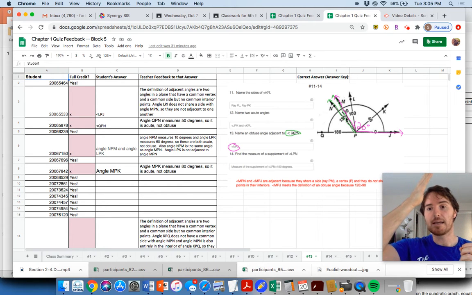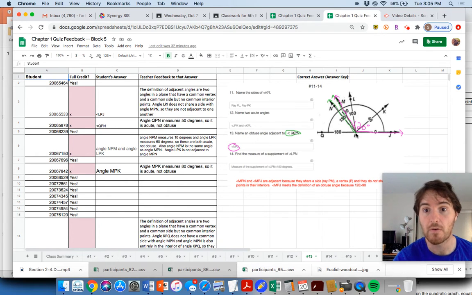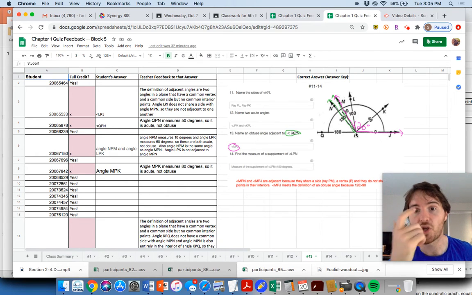So the adjacent angle would share a side, wouldn't share any interior points. Remember, the definition of an adjacent angle says that you can't share any interior points. You can share a side, and the other 2 sides are away from one another, right? They share a common endpoint too. That's another thing too. So luckily we don't have any angles here that are shown that don't have P as the vertex. So that's nice. We just need to find an angle that had PM as one of its sides.